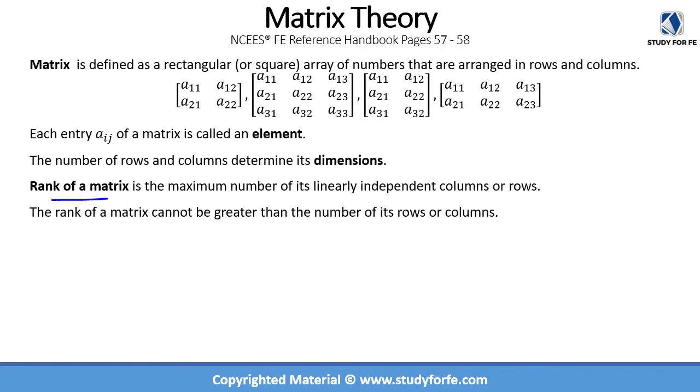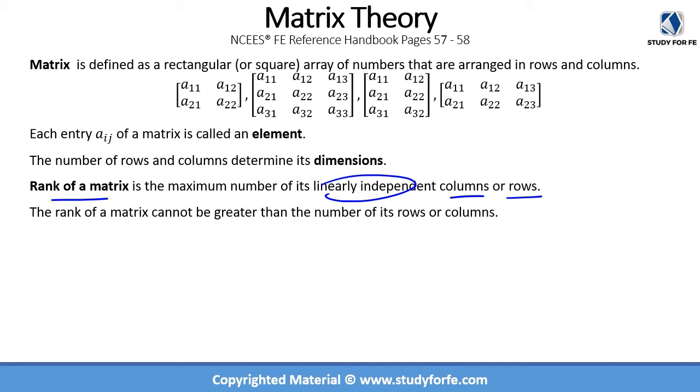Rank of a matrix. The rank of a matrix is the maximum number of its linearly independent columns or rows. So what is linearly independent? It basically means a unique column or a unique row. So if we have one column which is a multiple of another column, that is not a unique column. And similarly, if a row can be obtained by adding or subtracting other rows, then it is not linearly independent. It is dependent, or it can be constructed by means of other rows.